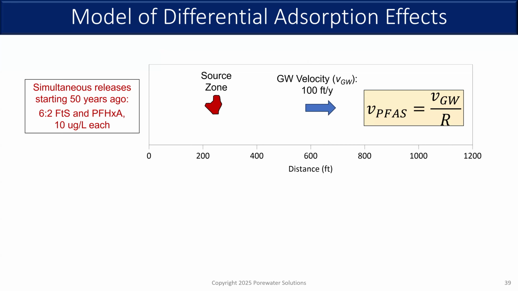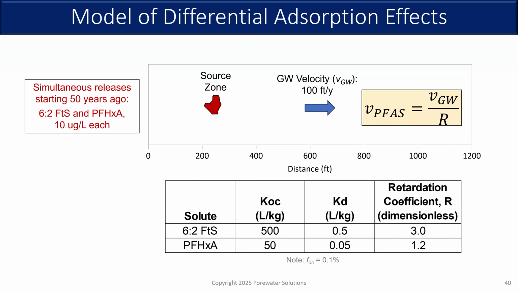The only difference is the retardation coefficient. Groundwater velocity in this model is 100 feet per year. And we know that the velocity of the PFAS plumes is going to be equal to the velocity of groundwater divided by the retardation coefficient.